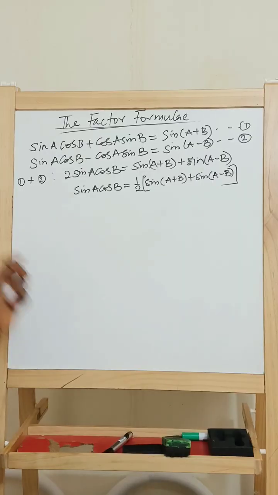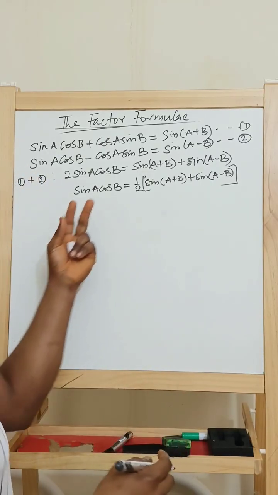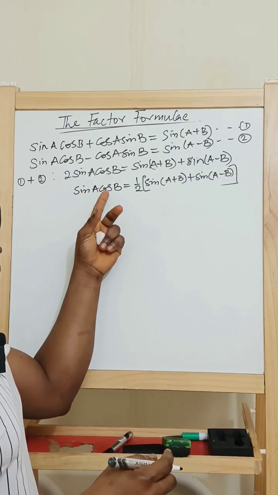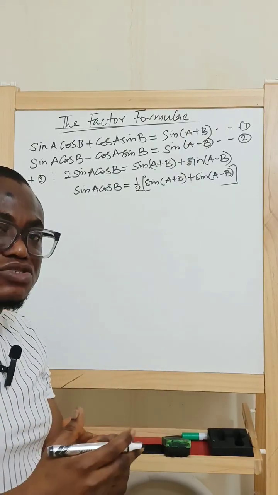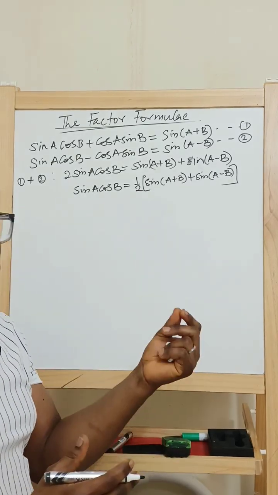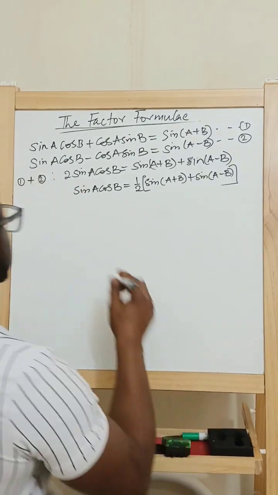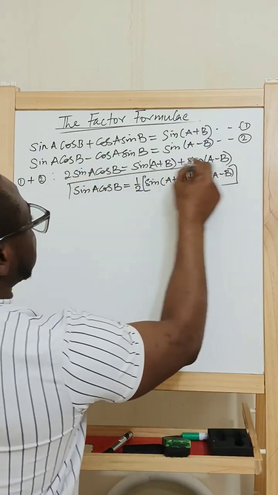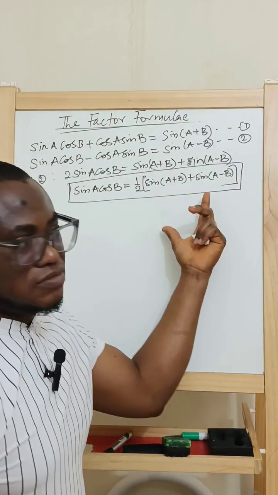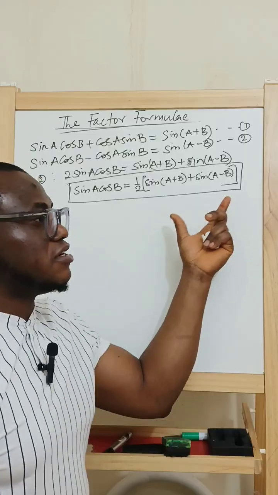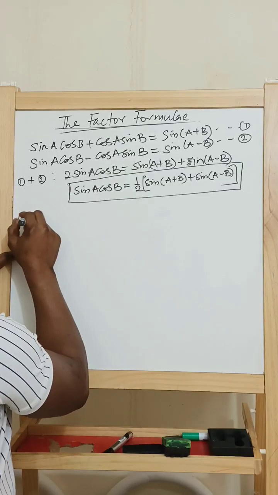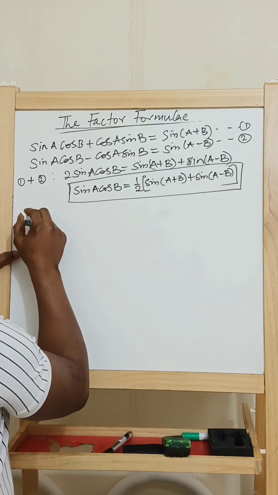So this is how we convert products when we have sine and cos multiplying each other. We can transform them to addition. That's what we are dealing with here. That is, if we have an expression in the product form, we can transform it to addition by this procedure, right?